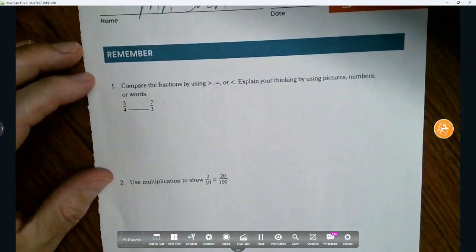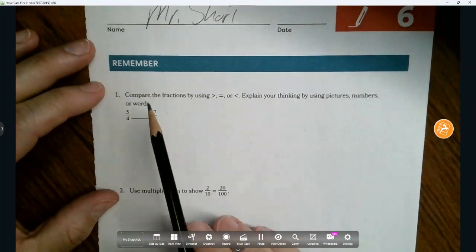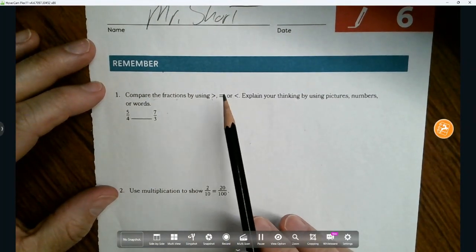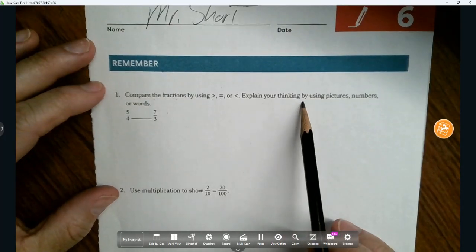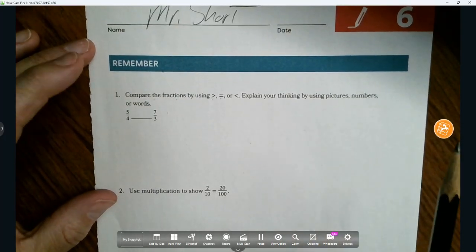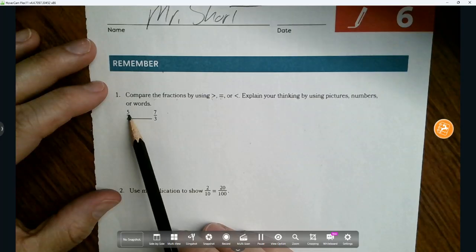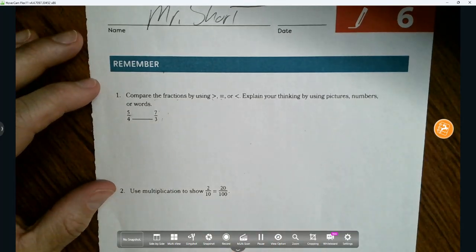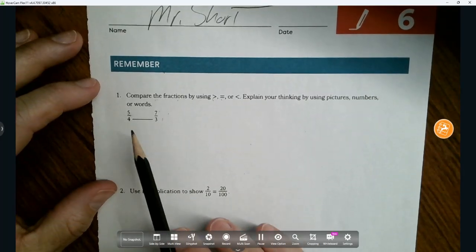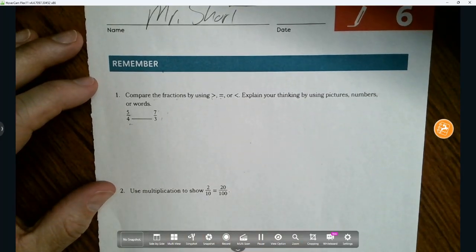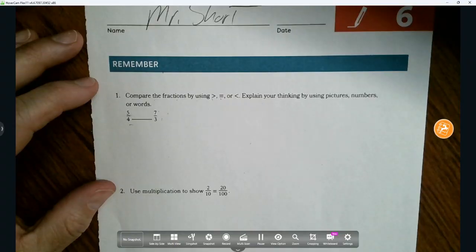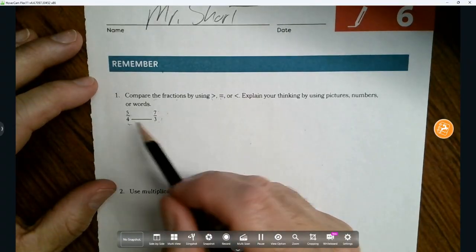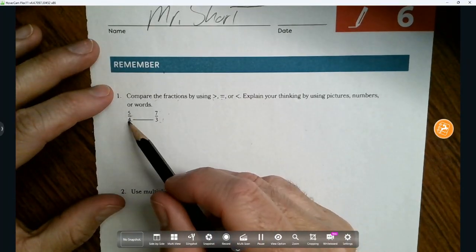All right, so it says, remember, compare the fractions by using greater than, equal to, or less than. Explain your thinking by using pictures or numbers. So we have 5/4 and 7/3. Well, these are not the same, right? Fourths and thirds, they're not the same. So we need to get these bottom numbers the same. So to get them the same, we multiply them by each other.